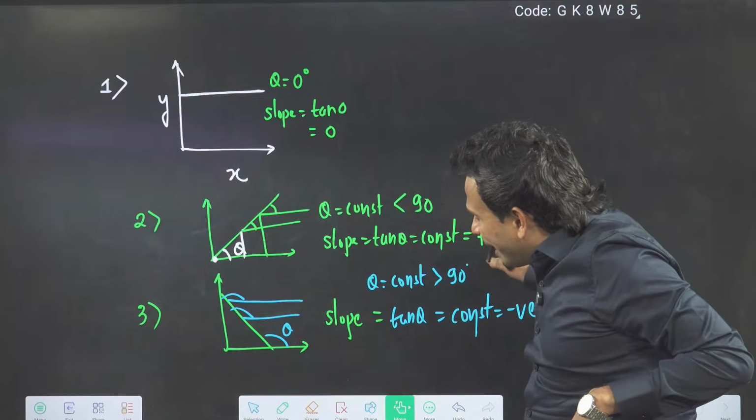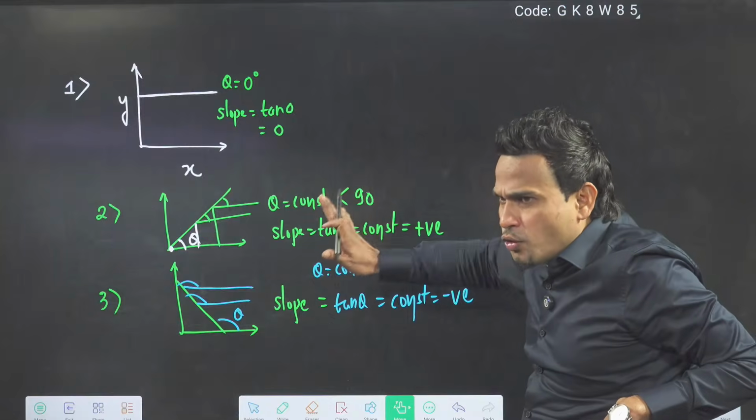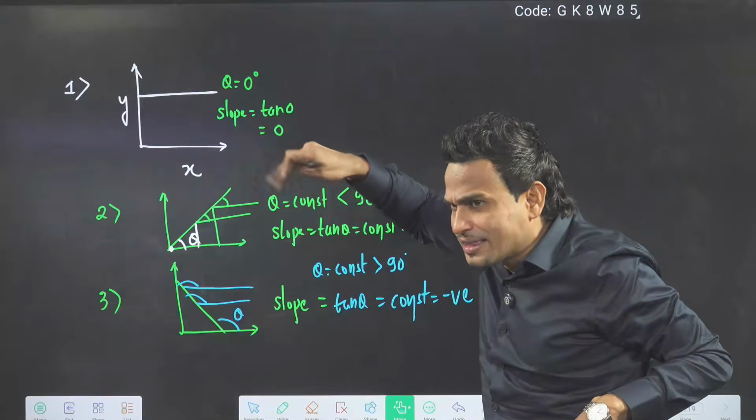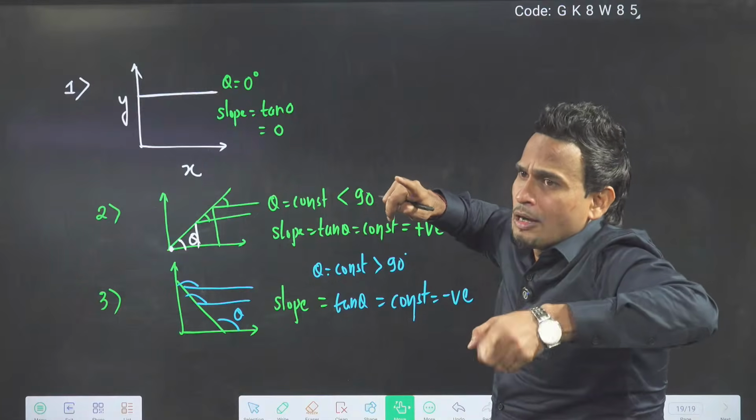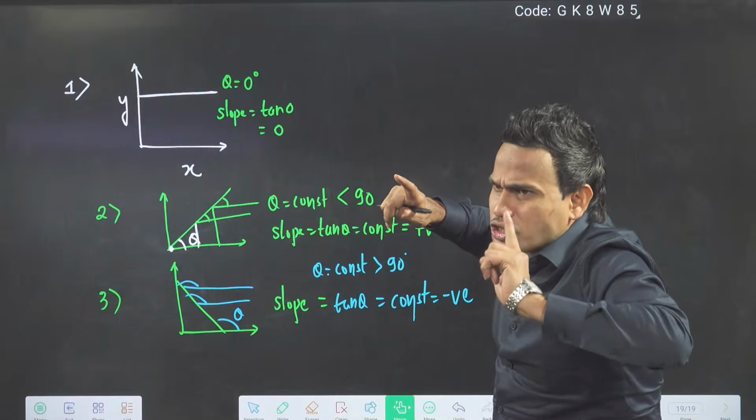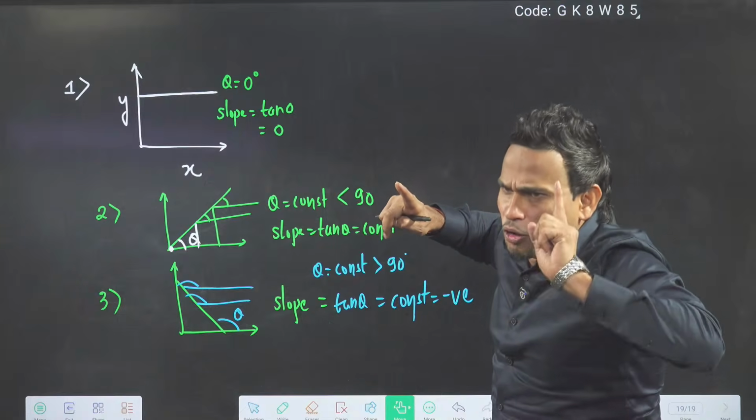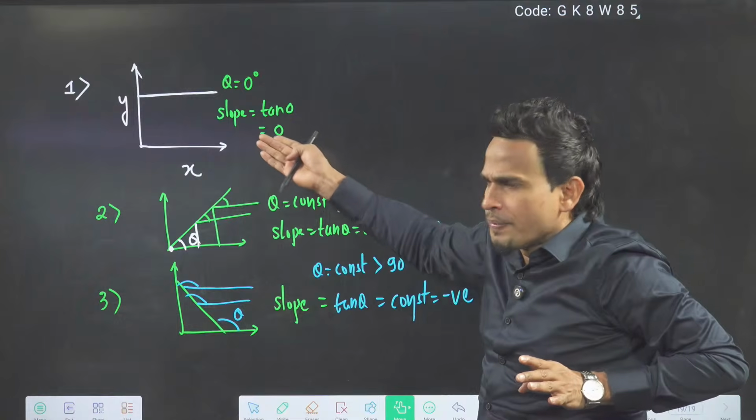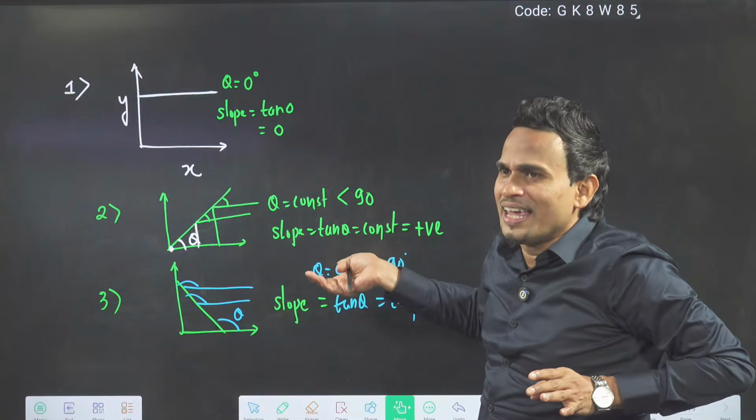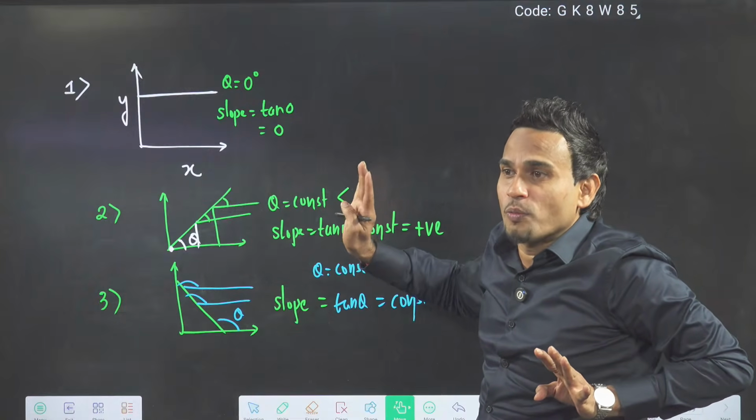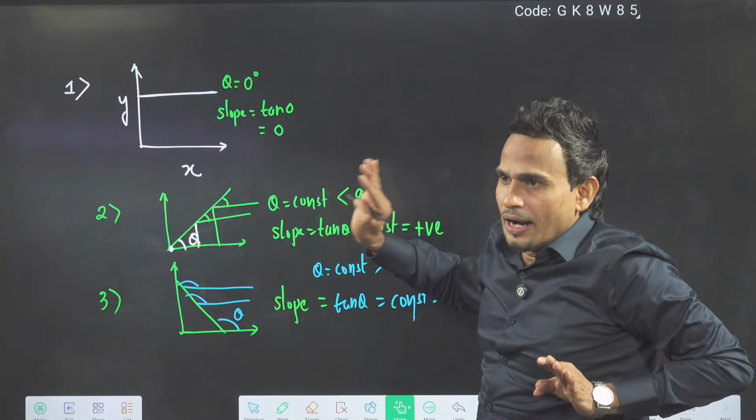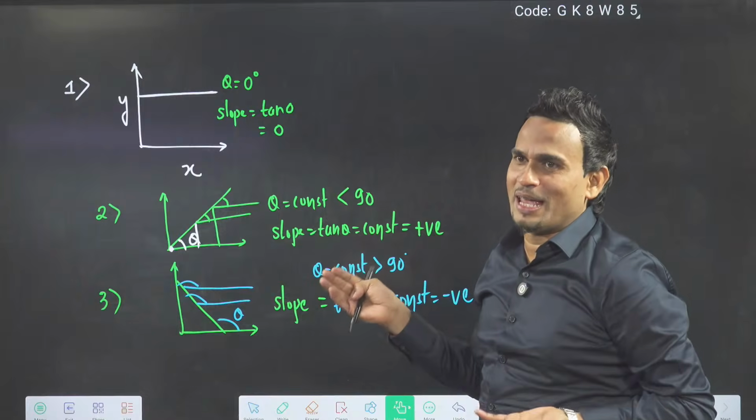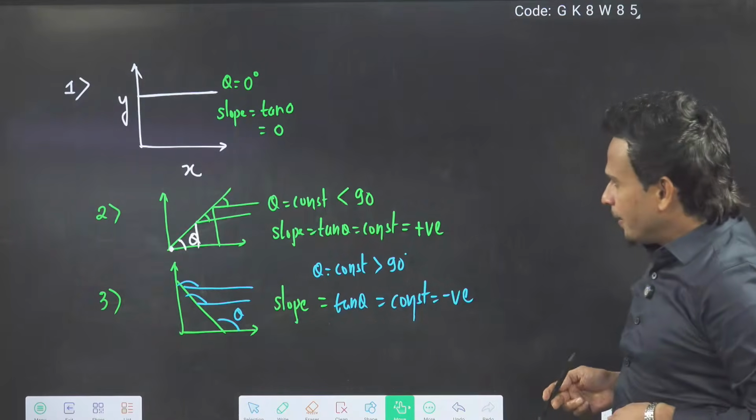Always keep in mind your straight line will always give you a constant slope. That's why when you write the equation of a straight line, y equal to mx plus c, you use the slope, because the slope of a straight line is always constant. Maybe the constant will be 0, maybe positive, maybe negative. Constant means it's not variable.